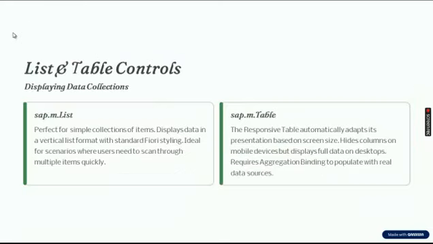And the fourth one is list and table controls. sap.m.List, perfect for simple collections of items, displays data in a vertical list format with standard Fiori styling, ideal for scenarios where users need to scan through multiple items quickly. sap.m.Table, the responsive table automatically adapts its presentation based on screen size, hiding columns on mobile devices but displaying full data on desktops. It requires aggregation binding to populate with a real data source.